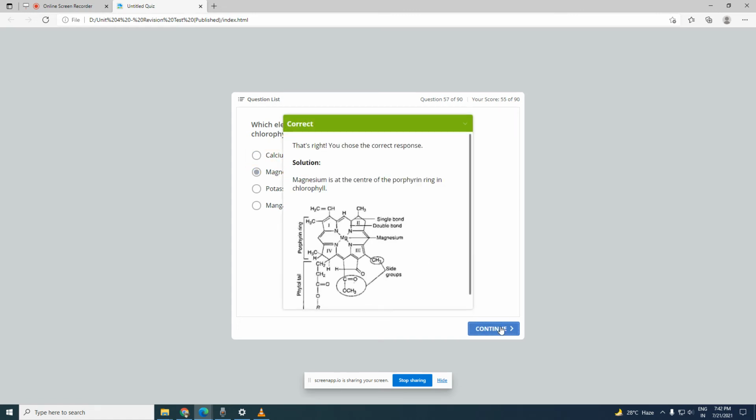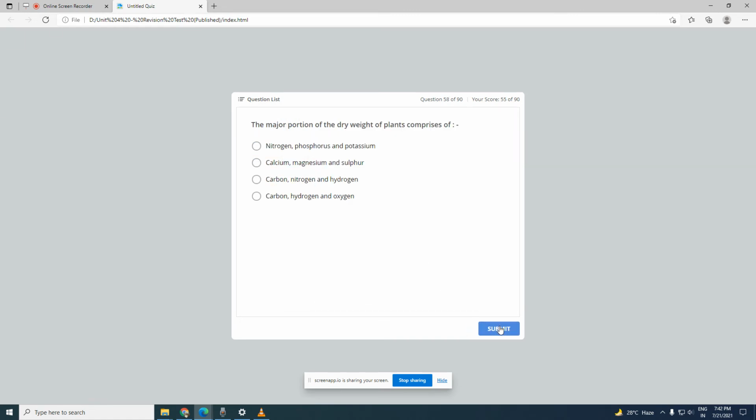Magnesium is the right answer. Let's go to the next one. The major portion of the dry weight of the plants comprises of nitrogen, phosphorus and potassium, or calcium, magnesium and sulfur, or calcium, nitrogen, hydrogen, or carbon, hydrogen and oxygen. Which is the right one? Carbon, hydrogen and oxygen. It is the right answer.